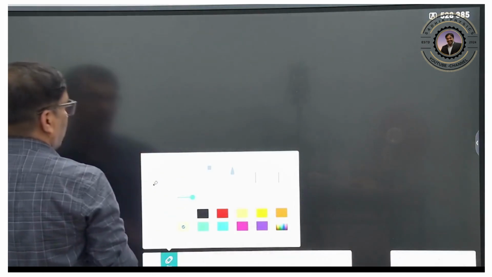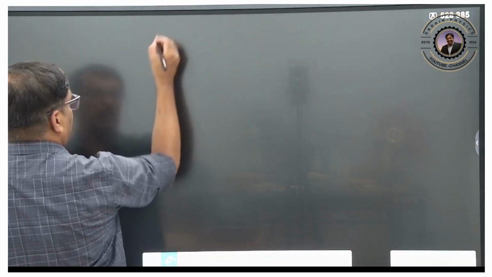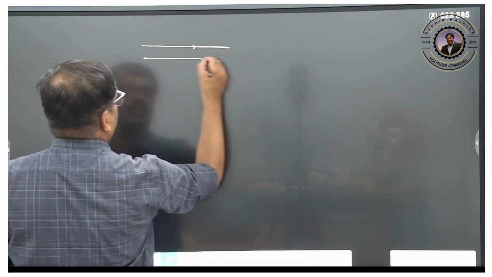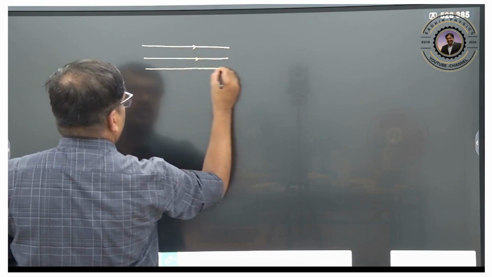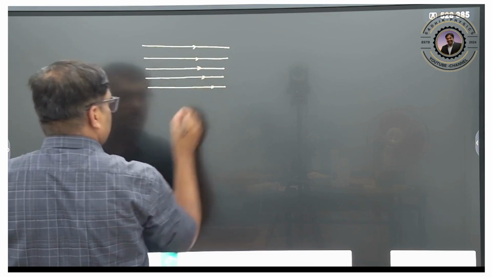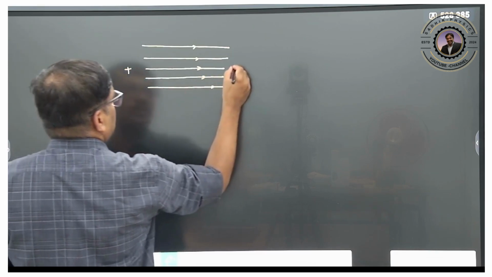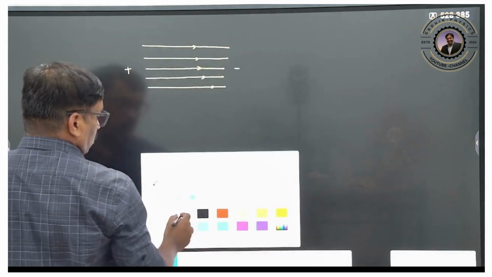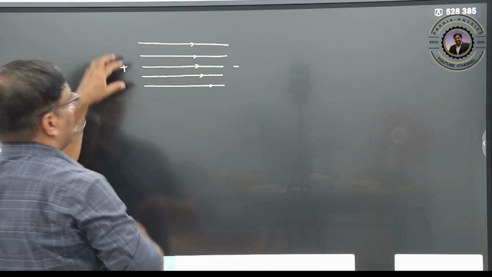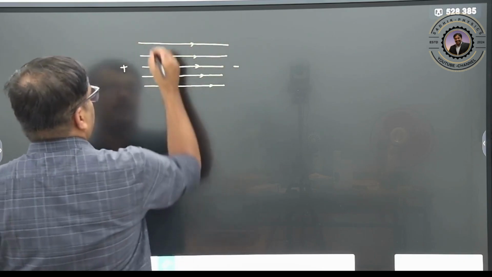Now we'll see some more properties of field lines. Suppose the field lines are parallel like this, equally spaced. Clear? So equally spaced. That means this side is positive, this side is negative. So right here the field lines are equally spaced. What is the direction here? This side is the direction of the electric field.